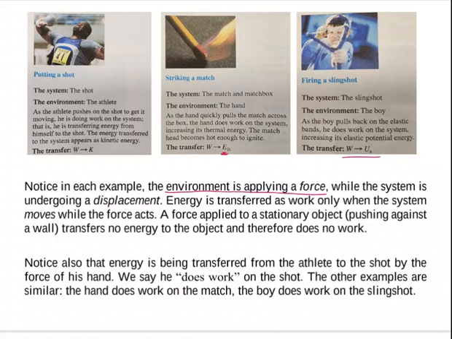Notice also that the energy is being transferred from the athlete to the shot by the force of his hand. We say he does work on the shot. The other examples are similar. The hand does work on the match. The boy does work on the slingshot. Okay, so the environment has to apply a force to cause something to move. Otherwise, no work is done. Okay?